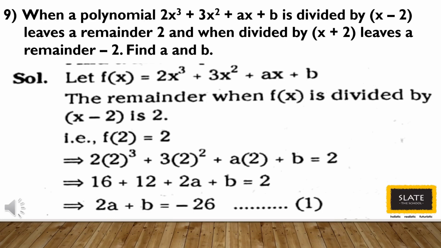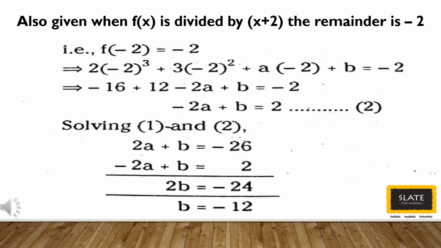Now we get 2a plus b is equal to, 16 plus 12 is 28. When I send it to the right side, 2 minus 28 is minus 26. So we have 2a plus b is equal to minus 26. Let us consider this as our first equation.